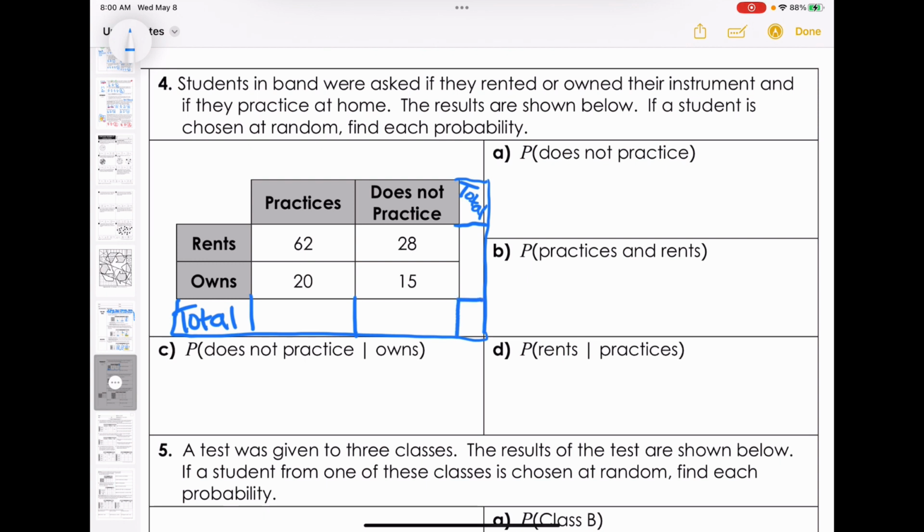All right, so now I'm going to find the total of how many rent their instruments, which is 62 plus 28. And that gives me 90. The total that owns is 20 plus 15. That gives me 35. The total that practice is 62 plus 20, which is 82. And then the total that don't practice is 28 plus 15, which is 43. Now I can add either the row or the total column together. So I'm going to do 82 plus 43, and that gives me 125.